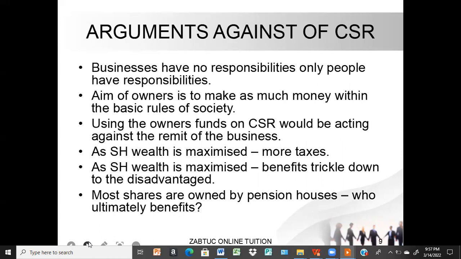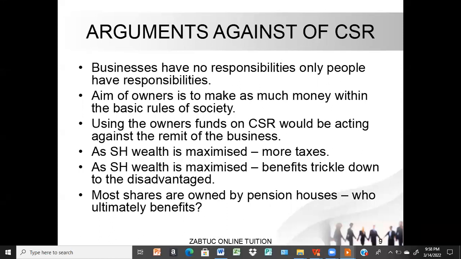What are the arguments against CSR? You know, research shows that there are some who feel that there are some limitations of CSR. So some argue against CSR, such as, number 1, businesses have no responsibilities, only people have responsibilities. The aim of owners is to make as much money as possible within the basic rules of the society. Using the owner's funds on CSR would be acting against the remit of the business. When you set up a business, did you set it up for CSR?